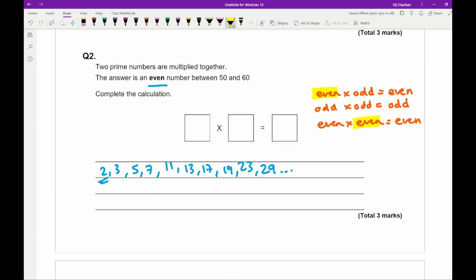Now it doesn't say that they need to use different prime numbers, so we can use the same prime number twice, but in order to get an even answer we definitely need to use 2, and 2 times 2 is equal to 4, which is not between 50 and 60. So the only possible answer we can write here in any particular order is 2 times 29, which equals 58.